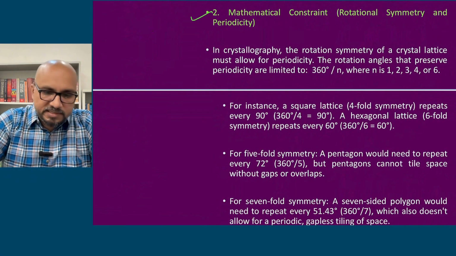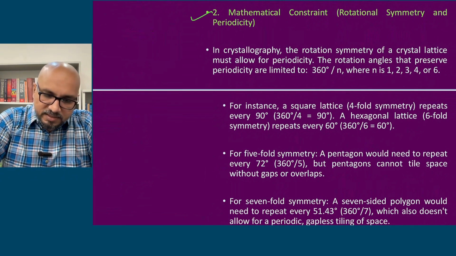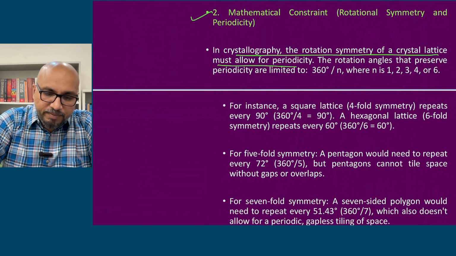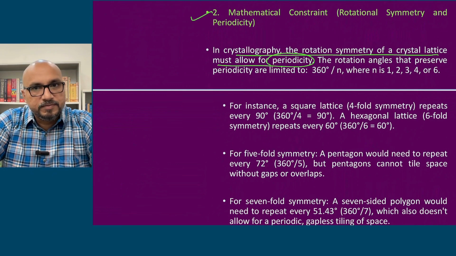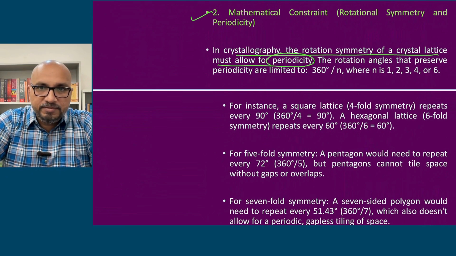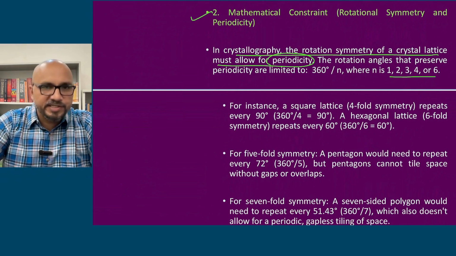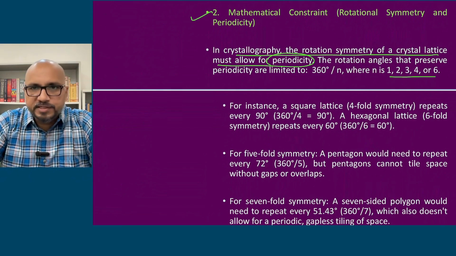So mathematical constraints, so rotational symmetry and periodicity. So in crystallography, the rotational symmetry of a crystal lattice must allow for periodicity. So ये जो periodicity है, it is only possible when you have 1-fold rotation. Obviously 1-fold rotation को हम लोग periodic, because 1-fold rotation में periodicity कहाँ है, repeat नहीं हो रहा है. So 1-fold rotation is considered as no rotation symmetry.